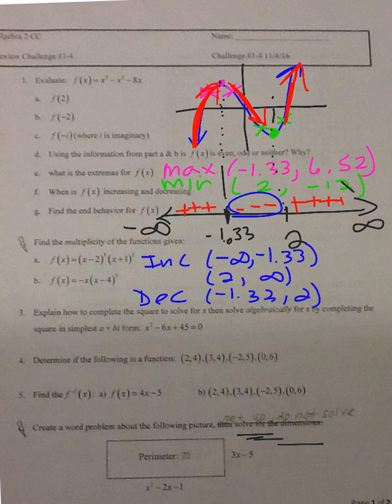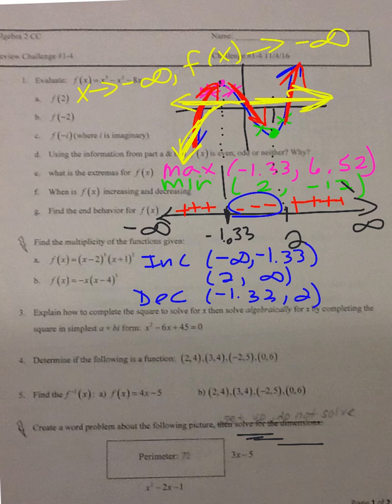All right, so my graph here is going down. So as x goes to negative infinity, y is going down. So as x goes to negative infinity, f of x goes to negative infinity. As x goes to the right, so x is going to infinity, f of x goes to, well, that's going up. So that's going to infinity.